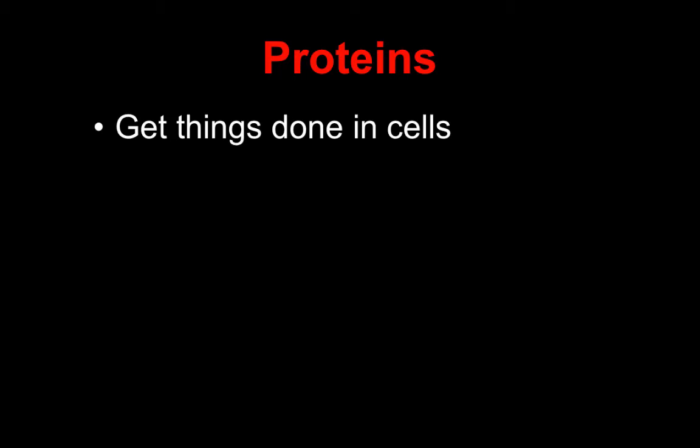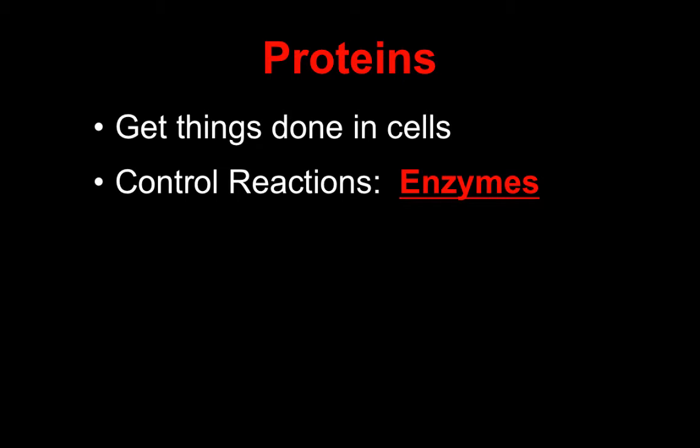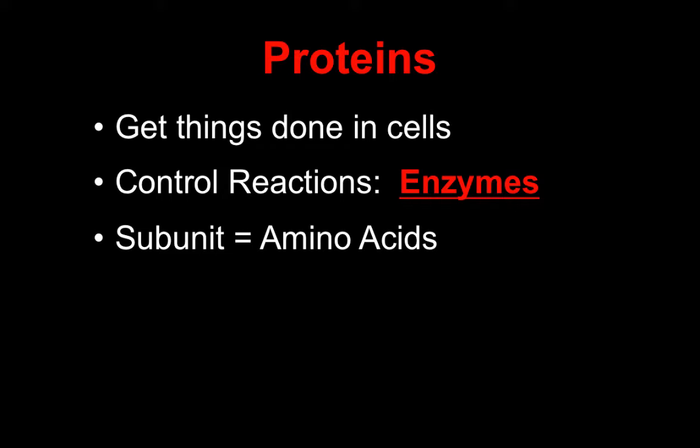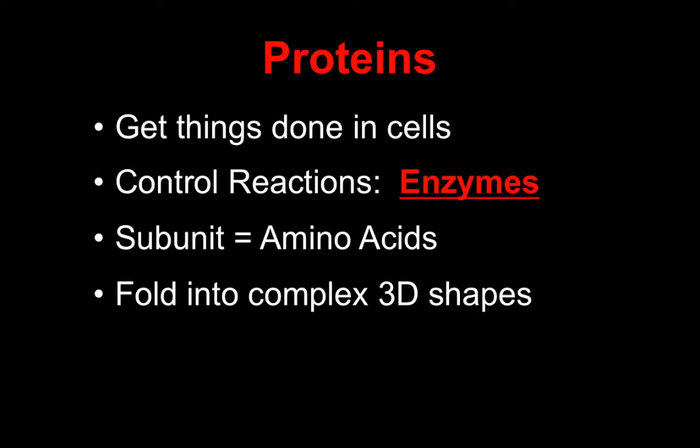Proteins. They're used to get things done in cells. Their main function is to make up enzymes that control all the reactions in a cell. Their monomer is an amino acid, and proteins are able to do their job because they can fold into complex 3D shapes that allow them to act like tools in the cell. While not true of all of them, many enzymes end in ase.